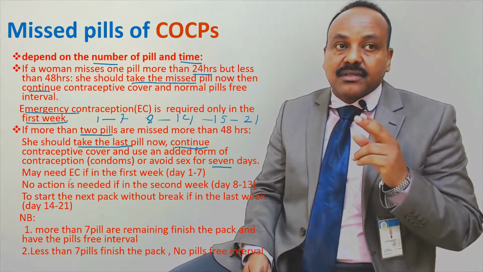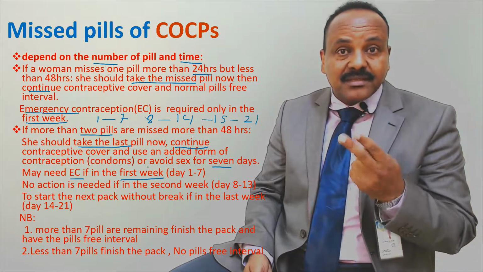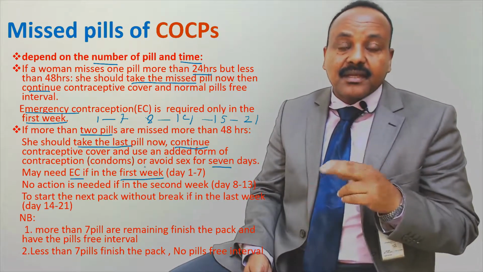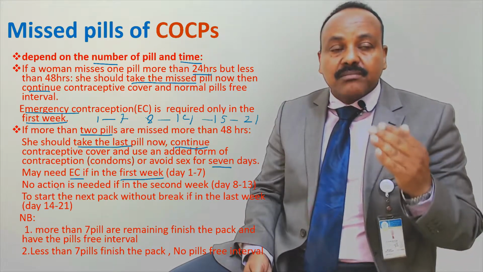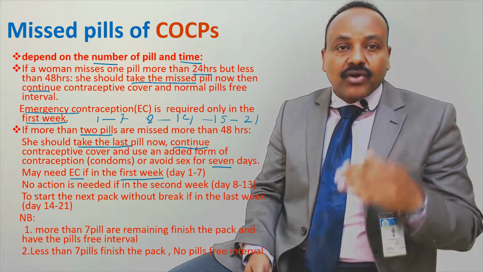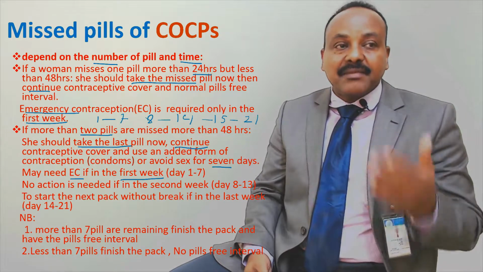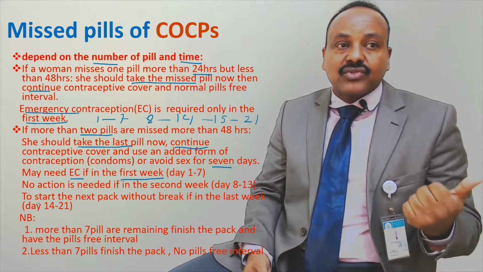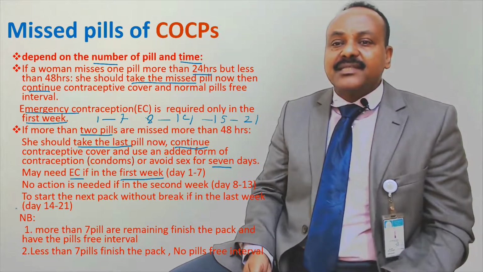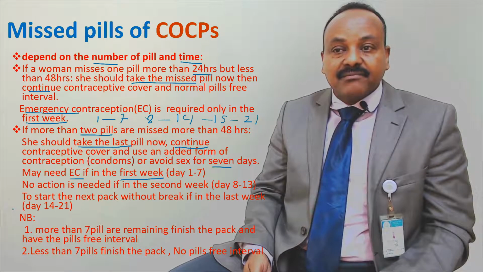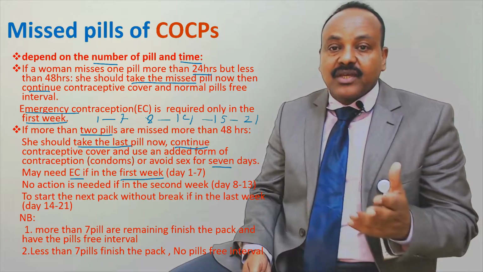Now, to remind again, if the woman missed 2 pills, she should immediately take her pills and continue her contraceptive cover, and she must use another form of contraception, either a condom or avoiding sex. And she may need emergency contraception if these 2 pills were missed during the first week. No action is needed if in the second week, day 8 to 13.